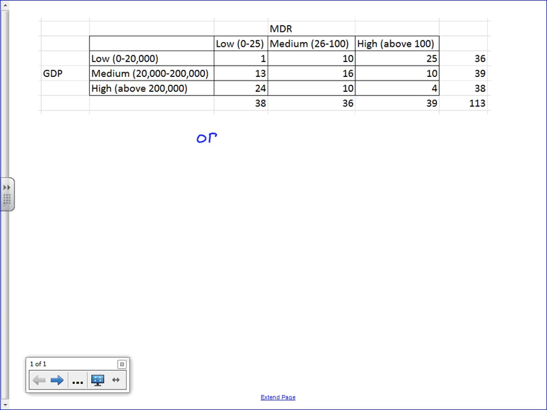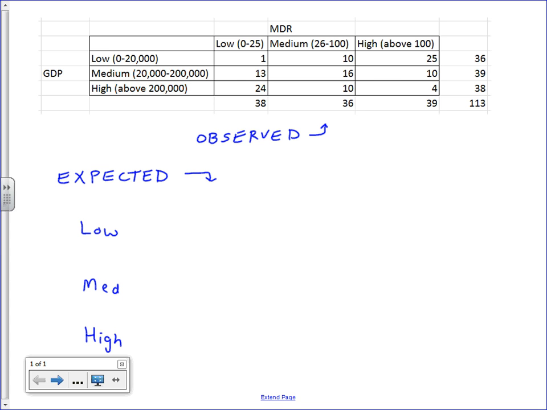So these values that we just wrote in our matrix are called the observed values because they are the values that you actually observe by researching your data. To create the expected frequency table, we have the same exact rows and columns, so you still want to have a low, medium, and high for your x variable, low, medium, and high for your y.